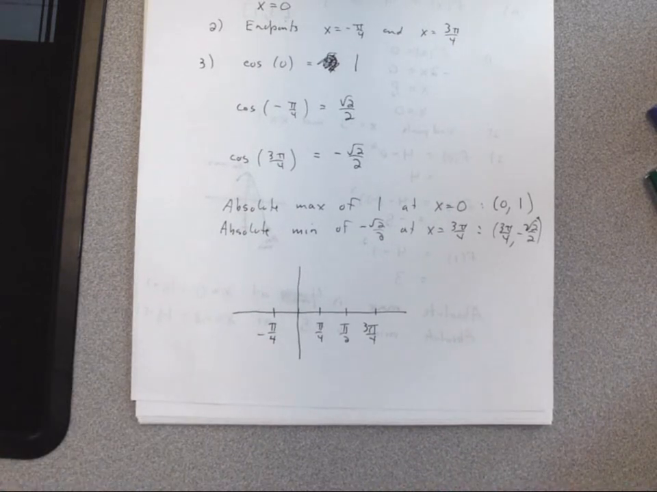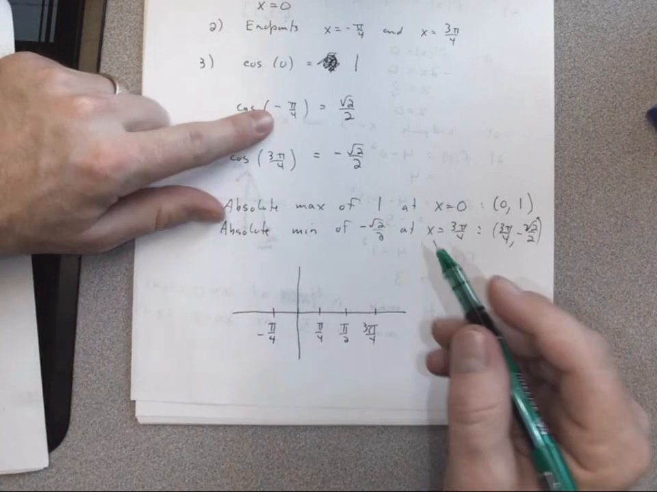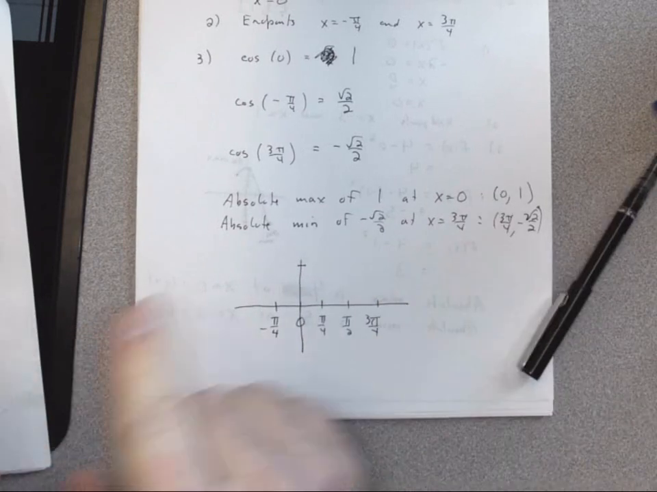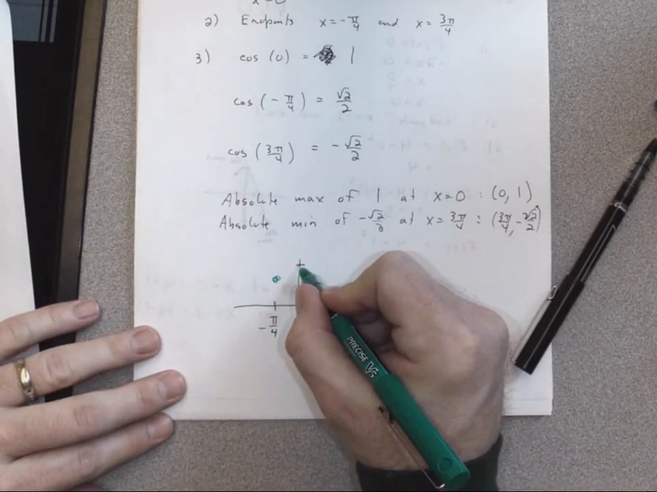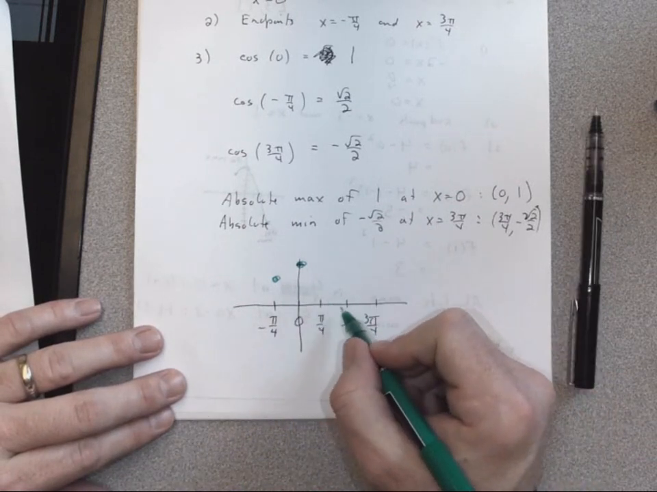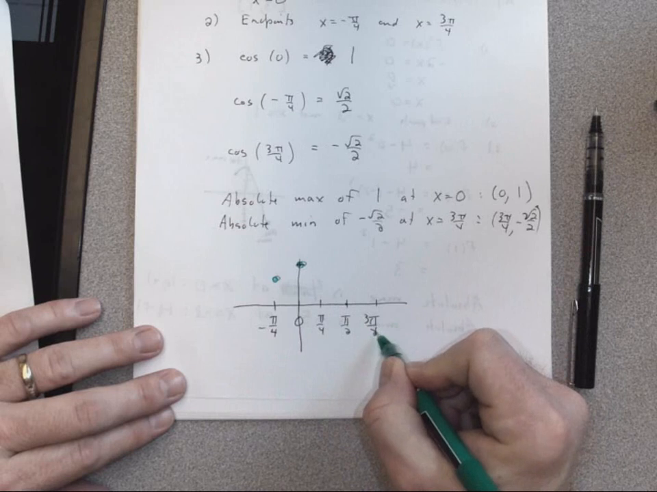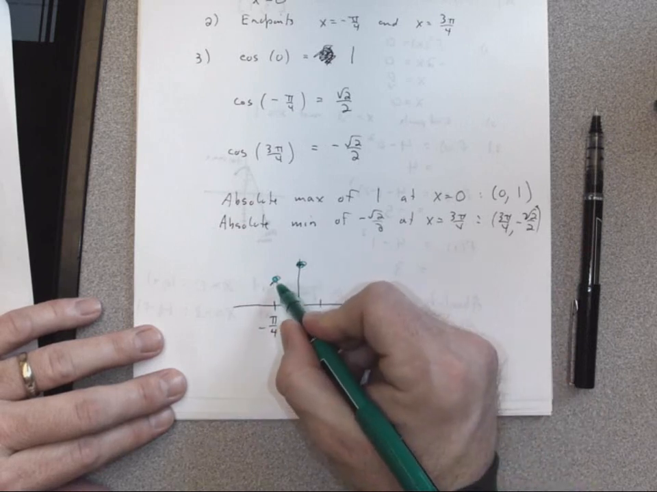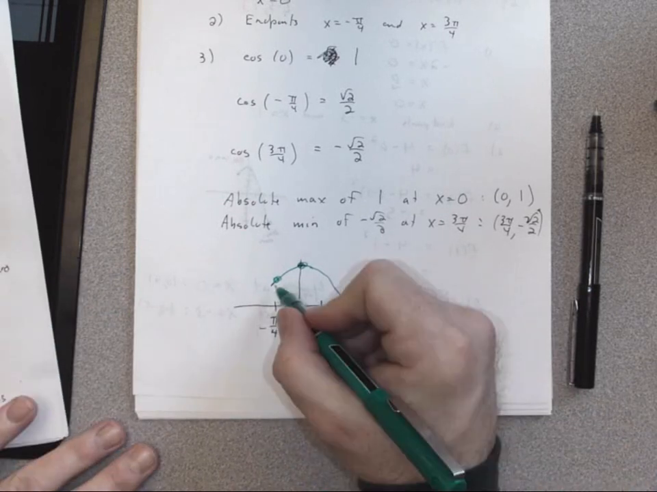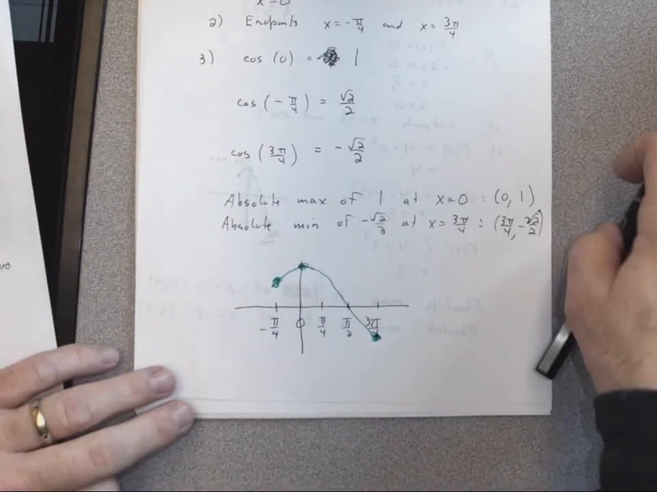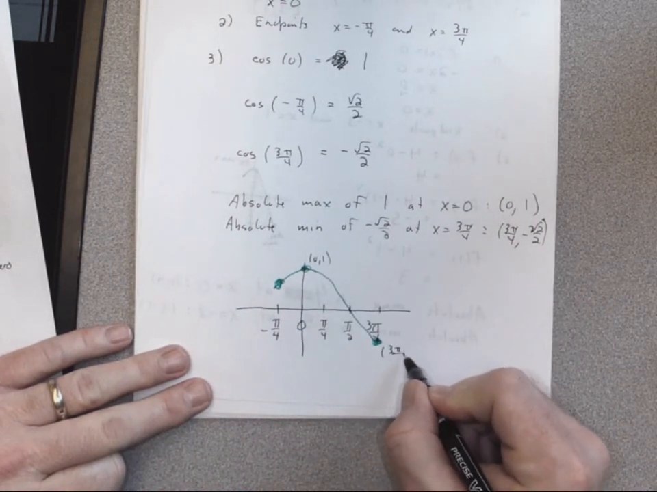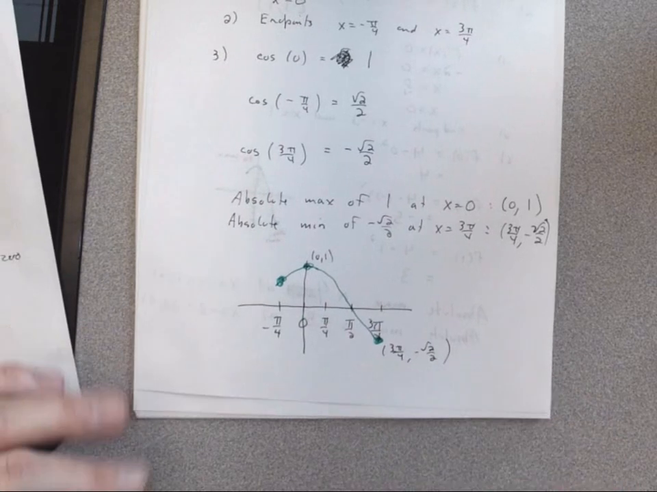So what I know is that negative pi over 4, that endpoint, was root 2 over 2. This is equal to 1. So here, and then it goes down to negative root 2 over 2. So you can see that the cosine function looks like that. So you can see that absolute maximum. At 0, 1 is our absolute maximum, and at 3 pi over 4, minus root 2 over 2, that's our absolute minimum.